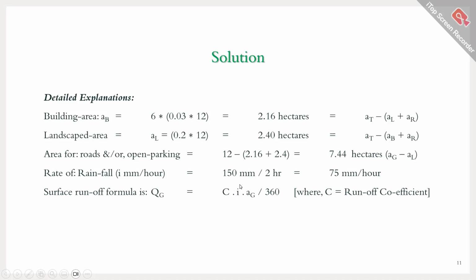I means the rainfall, A means the area. So rainfall is given in millimeter, which is a unit of length. If you multiply it with area, it will give you the volume. Surface runoff you have to calculate in volumetric units, so it is giving you the volume. C is a unitless fraction. So CIA you can understand. Why did this 360 come into the picture?